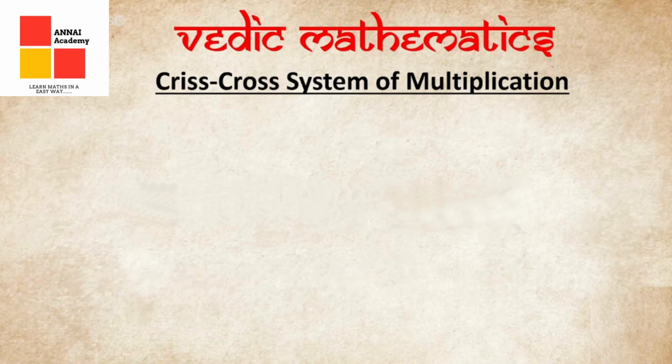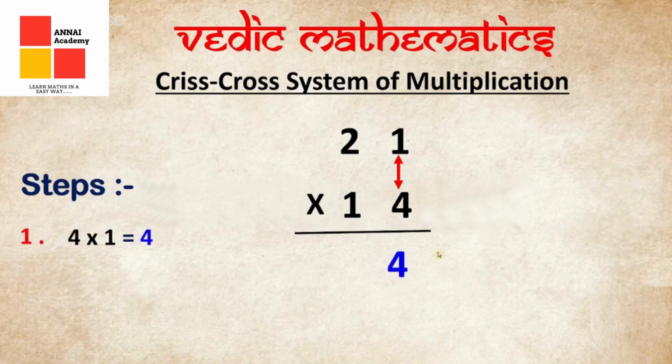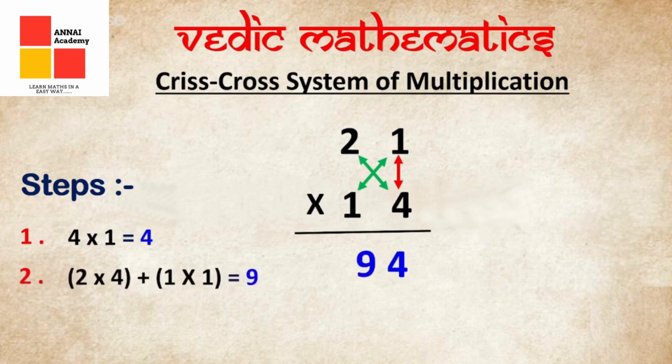Let's see another example. Now we have to multiply 21 by 14. First of all, we will multiply the numbers of unit place. The numbers of unit place are 1 and 4. 4 into 1 is 4. Write 4 in your answer like this. After that you have to cross multiply 2 into 4 and 1 into 1. Write 9 in your answer like this.